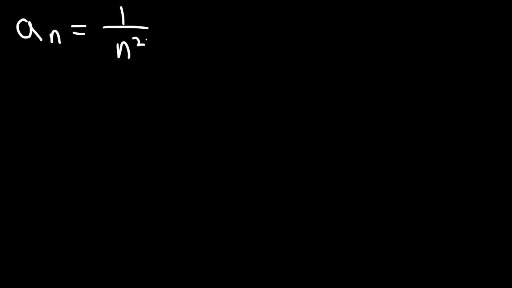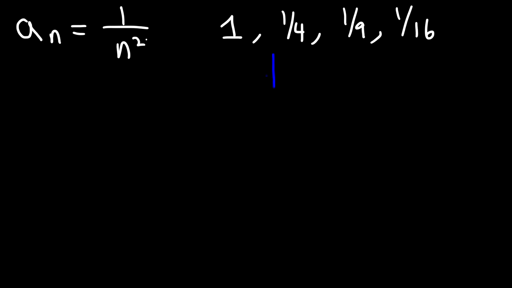Let's begin by writing the first four terms. a sub 1, that's 1 over 1 squared, which is 1. a sub 2, 1 divided by 2 squared, so that's 1 over 4. a sub 3, 1 over 3 squared, so that's 1 over 9. And the next one is going to be 1 over 16. Looking at these numbers, this appears to be a decreasing monotonic sequence. But now we need to prove it.